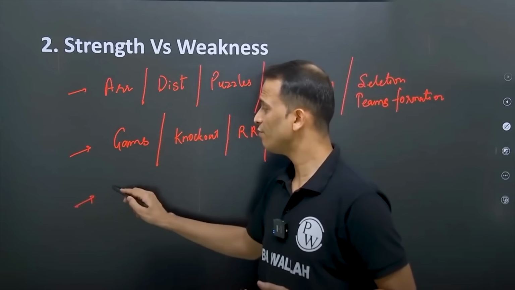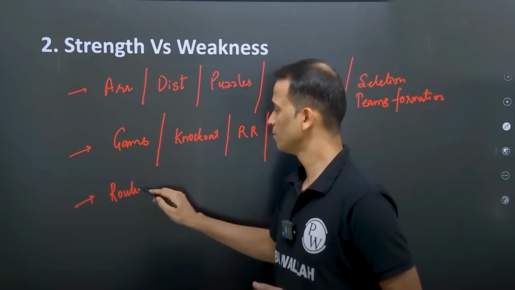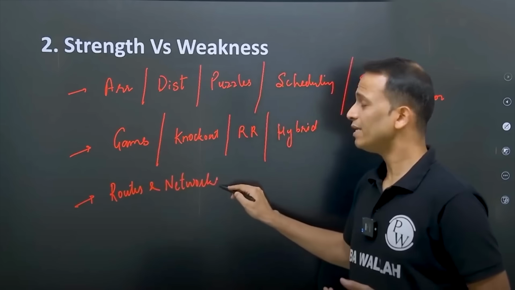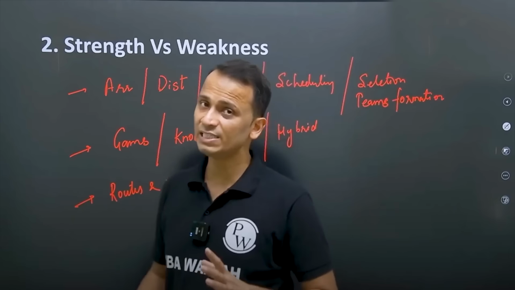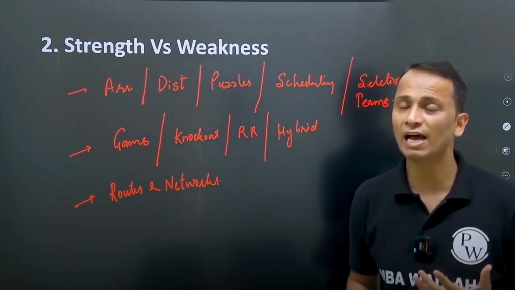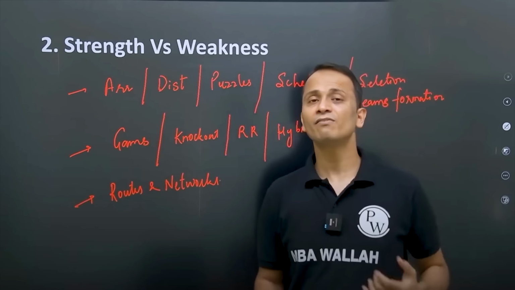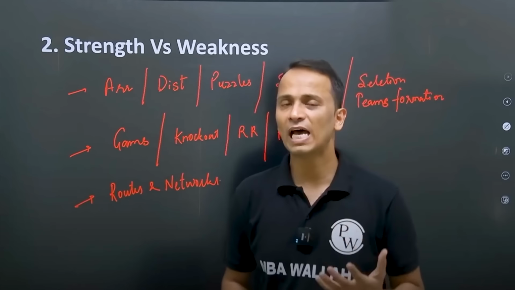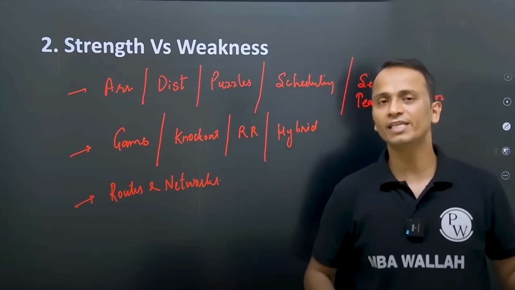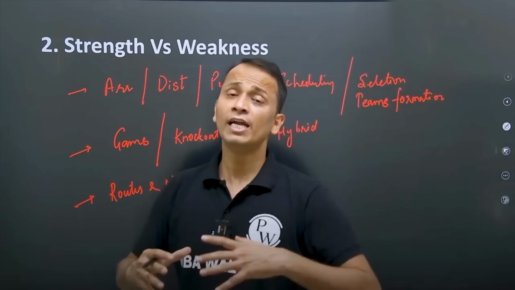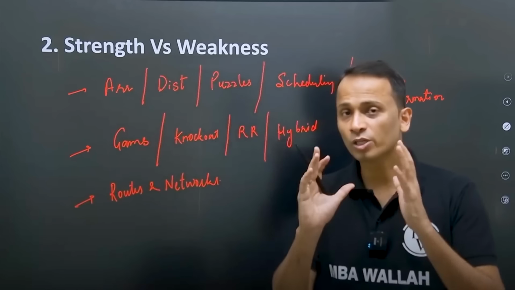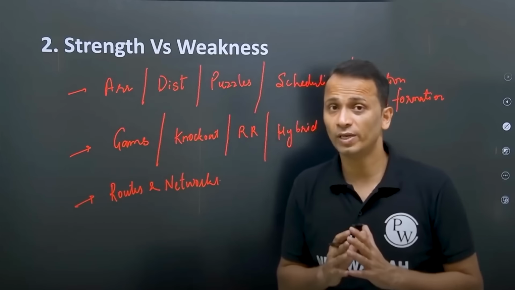Now after that we have routes and networks. Now, sometimes the questions on routes and networks are very easy, but sometimes there are very lengthy, huge calculations where you'll have to optimize the distance traveled or the time taken, right? You will have to explore the different possibilities of going from one city to another city. You will have to explore different modes of transportation of going from one city to another city. So the set may get complex as well, right?